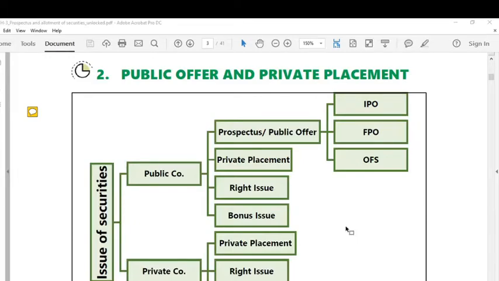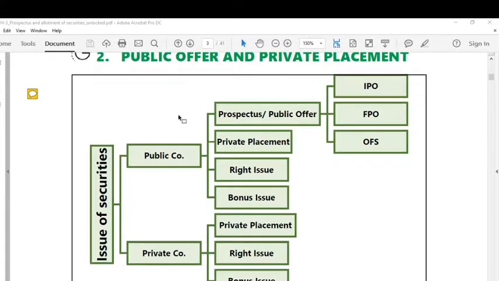Hello, hi, and welcome. Now, this is the first topic in Corporate and Other Laws, third chapter. The topic is: what are the different modes of securities issued by public and private companies?